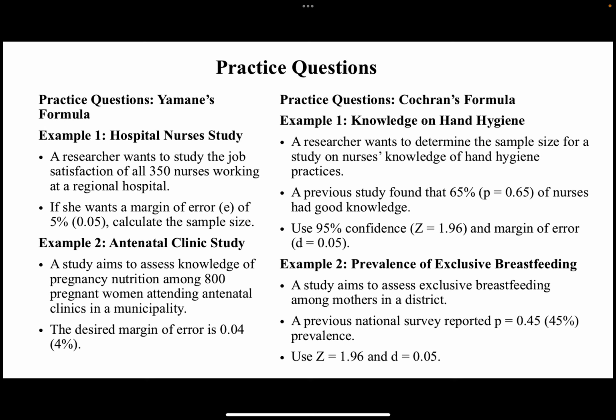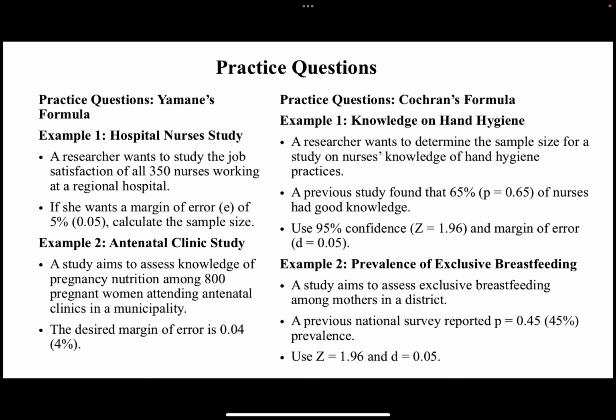You don't necessarily have to get an article or a study done in your own country. It can be a different setting. The focus is to get an article that measures the same variables that you want to measure in your study. For example, if you want to measure knowledge, attitude, and practice, you have the opportunity to use a study that measured knowledge, or the attitude, or the practice. Then you use the proportion of their variable.